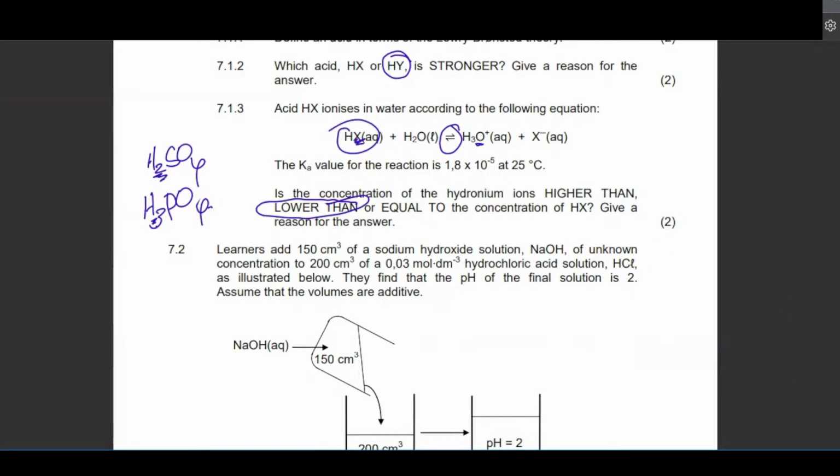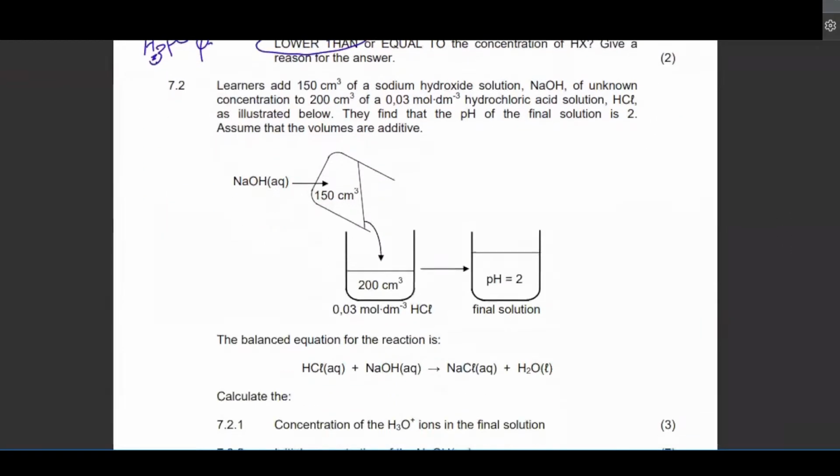Then they're saying that learners added 150 cubic centimeters of sodium hydroxide solution of unknown concentration to 200 cubic centimeters of 0.03 moles per decimeter cubed hydrochloric acid solution, hydrochloric acid, as illustrated below. They find that the pH of the final solution is 2. Something is fishy here, which you need to solve.